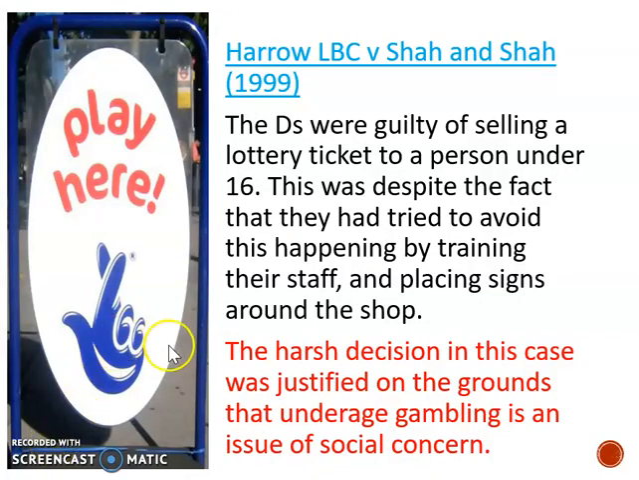In Harrow v Shah, our defendants again took reasonable steps. They trained their staff, they put signs up, they told them do not sell a lottery ticket to someone under 16. Despite their best efforts, a Saturday staff member did sell to someone under 16, and our defendants were prosecuted for a strict liability offence of selling a lottery ticket to someone underage. And again, it seems very harsh because they did everything they could to try and stop it happening, but it was strict liability, and it can be justified on the grounds that underage gambling is an issue of social concern, which, if you remember, was referred to by the Gammon test.